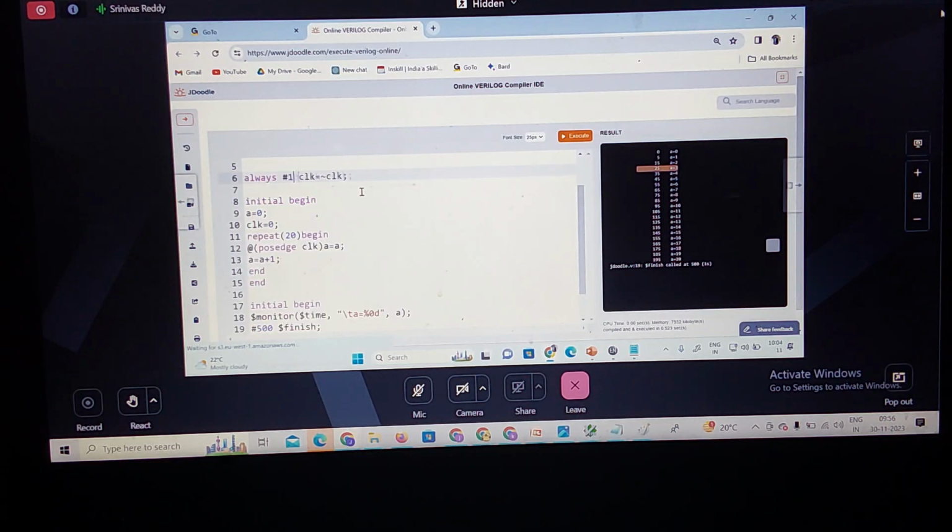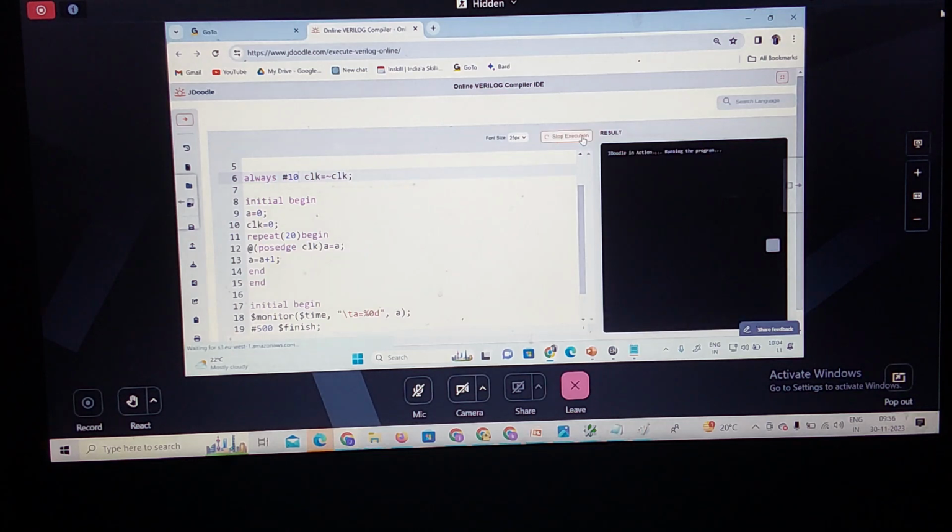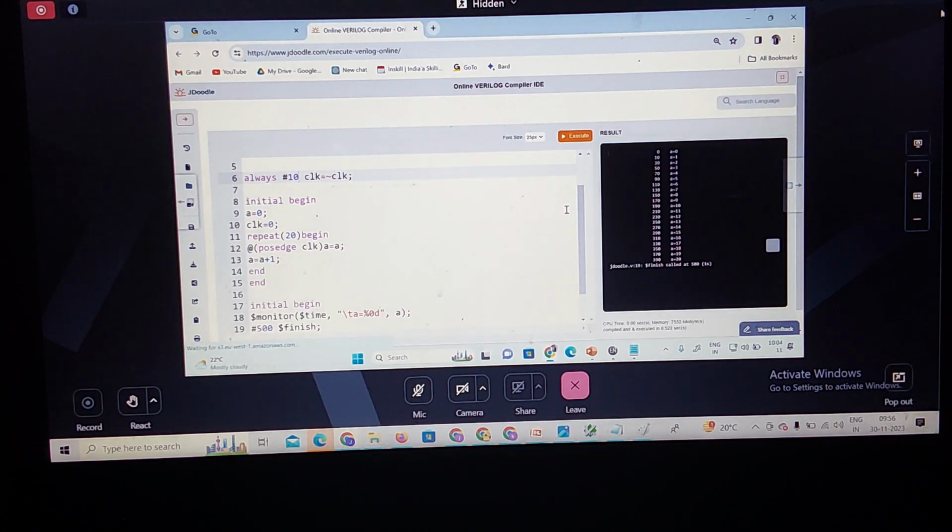This is hash of 10. So what does hash 10 indicate? That the total time period is 20. So now at time t is equal to 0, A is 0. So the positive edge comes at what time? T is equal to 10. And the next positive edge comes where? At t is equal to 30, right? At t is equal to 30.